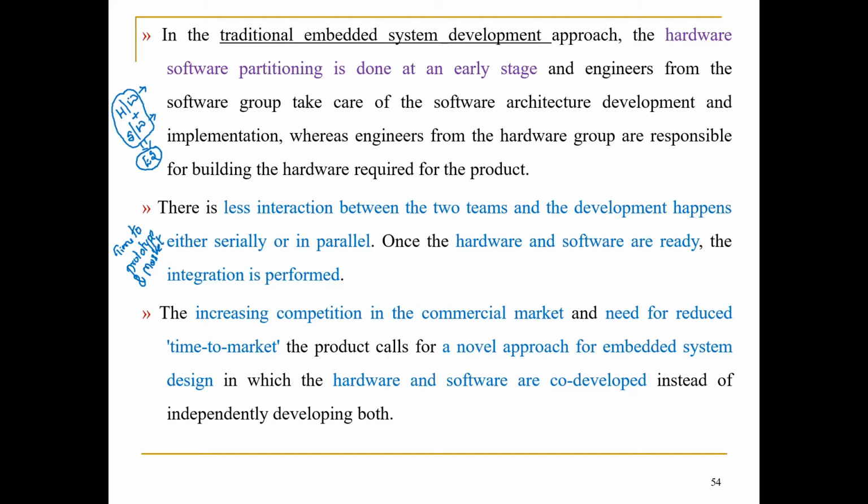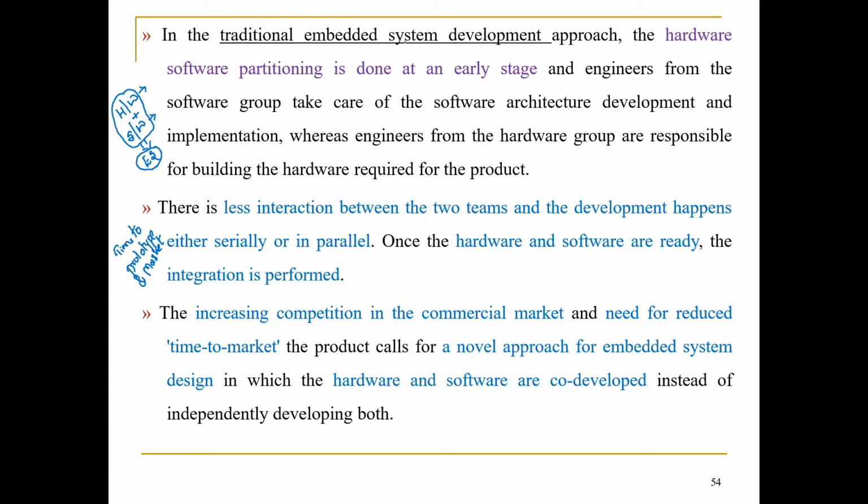They do not have a segregation between hardware and software. They manufacture the hardware and software components together, and finally come out with a single product, which reduces the time to prototype and market. That is what is given here.